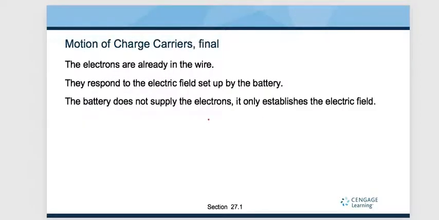Now, you need to know that electrons are already present in the wire. They just respond to the electric field. That means which way the battery is connected will decide the direction of flow of electrons. So the battery is not supplying electrons, it is just establishing an electric field, or in other words, we can say it's providing energy to the electrons.